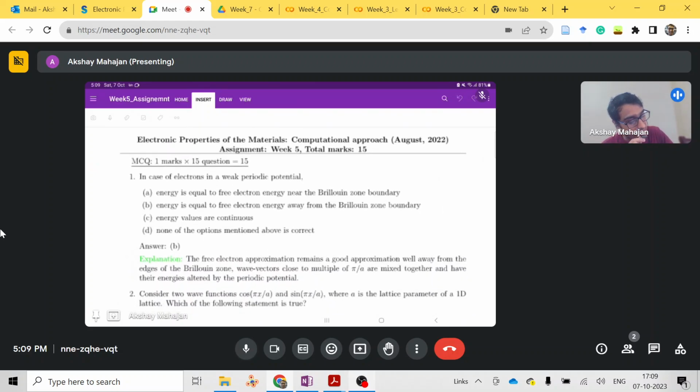Now, we are talking about electrons in a weak periodic potential. The option says energy is equal to free electron energy near the Brillouin zone boundary. That is not true. From the weak periodic potential, the effects will be at the Brillouin zone boundary only, and away from the Brillouin zone boundary, it will be similar to the free electron gas. So this will be wrong. Then, energy is equal to free electron energy away from the Brillouin zone boundary. That is true. Energy values are continuous? No, we have bands. We will see some gaps around the Brillouin zone boundary. We are considering a weak periodic potential, and another option mentioned is not correct. So this is option B, and the explanation given is also the same.